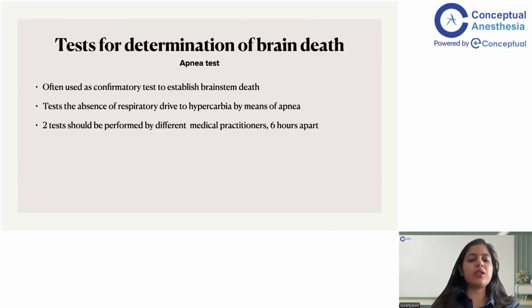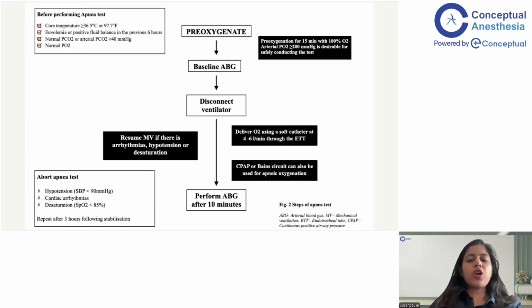So the apnea test is the confirmatory test. Here, the absence of respiratory drive to hypercarbia is tested by means of an apnea. Two tests should be performed by different medical practitioners 6 hours apart to test positive for brain death. So how do we do it?